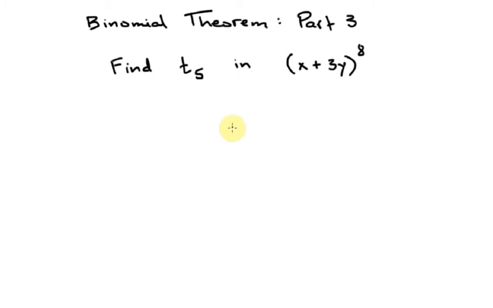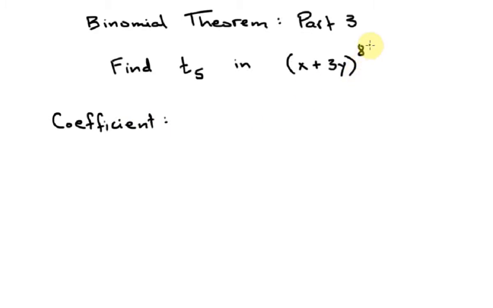My first example here, we're finding the fifth term, meaning the fifth term from the left, in the expansion of (x + 3y) raised to the 8. So, how are we going to do this? Well, my suggestion is you do it one part of the puzzle at a time. I'm going to start off with the coefficient.